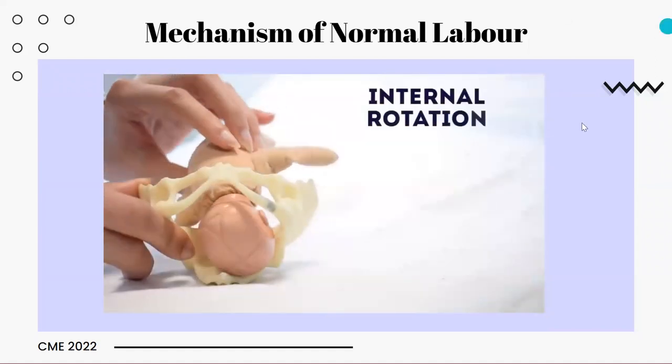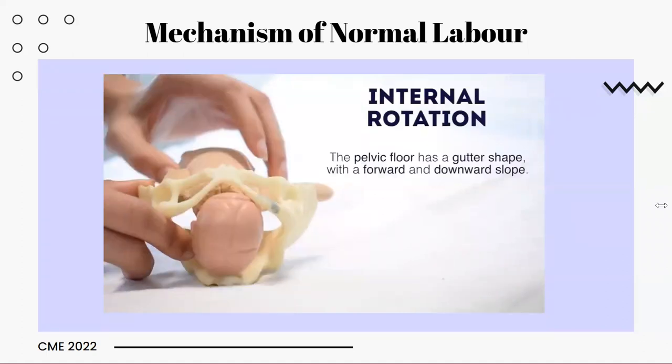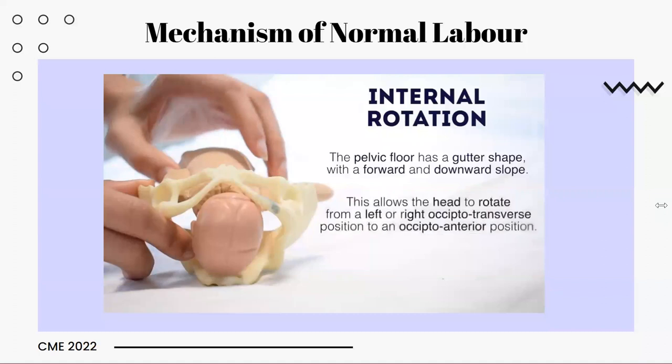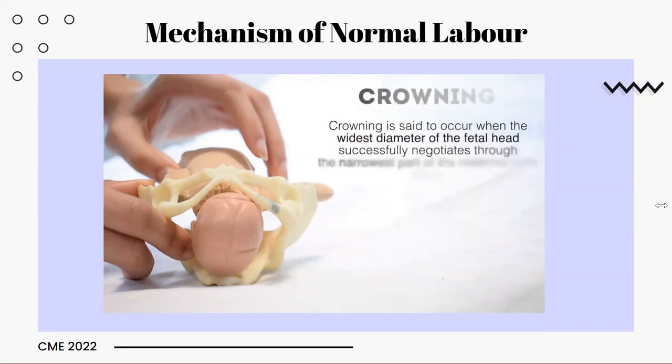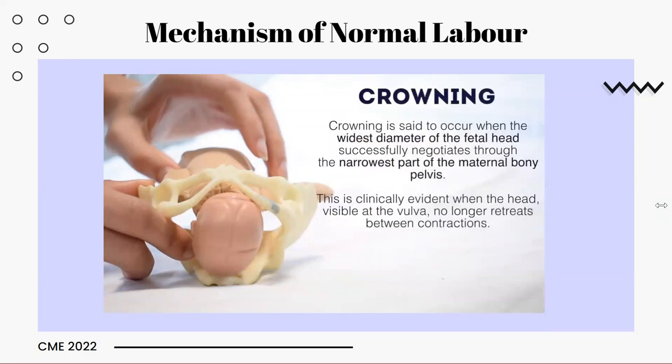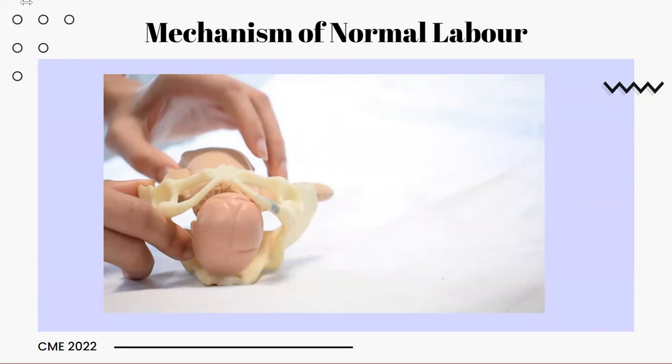Internal rotation. The pelvic floor has a gutter shape with a forward and downward slope. This allows the head to eventually rotate from the left or right occipital transverse position 90 degrees medially to an occipital anterior position to lie under the suprapubic arch. This eventually results in crowning. Crowning is clinically noted when the head no longer retreats after contractions and becomes visible at the vulva.